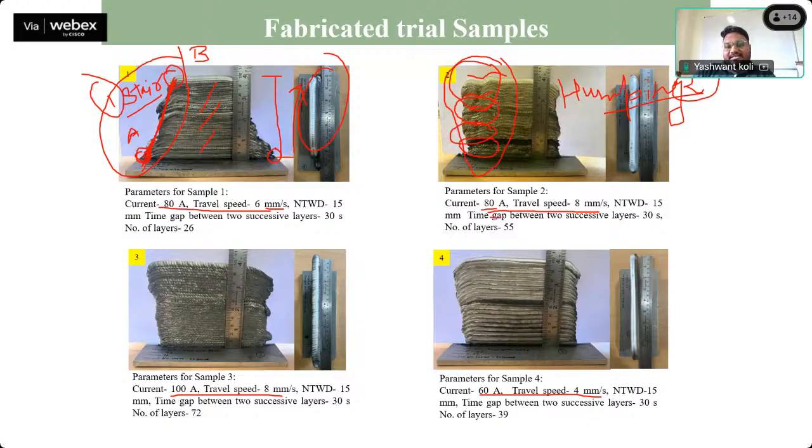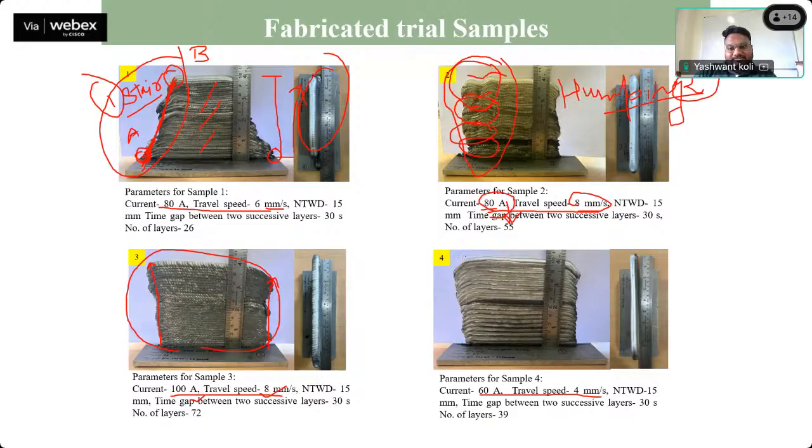So the current is 80 and speed is 8. If we reduce the current values, then we can achieve a very good straight bead or straight WAAM component. And similarly, this 80 and 8, you can see here also the staircase defect, a small problem is there. It's not that accurate.